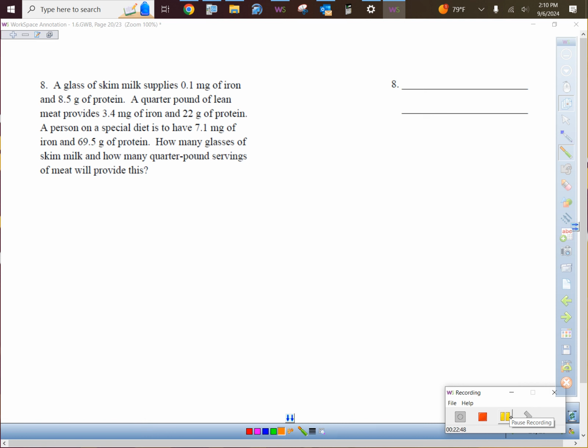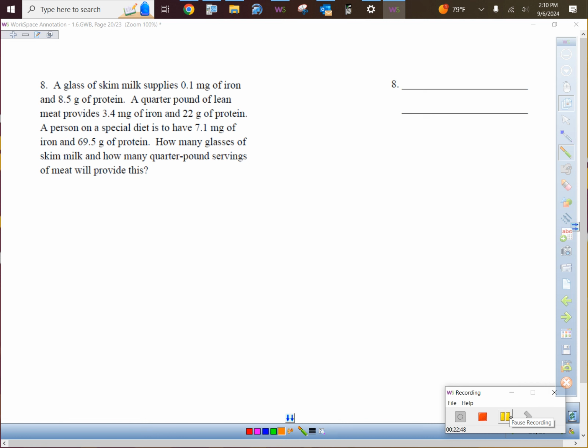Who are the 4 major players as, like, variables in this situation? Shout them out. What's going on here? We got protein, right? Skim milk. What's some other stuff? Iron, and one more. And lean meat, yeah. Okay, so check it out.